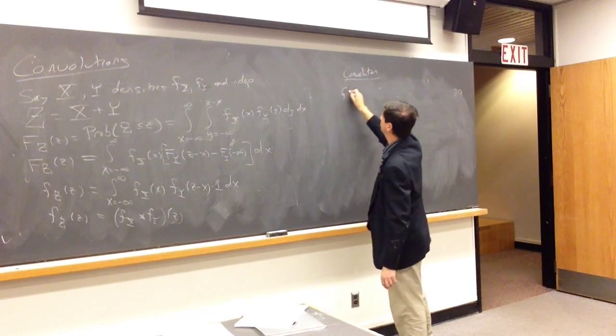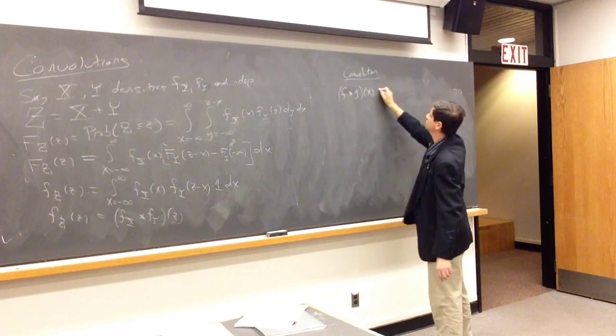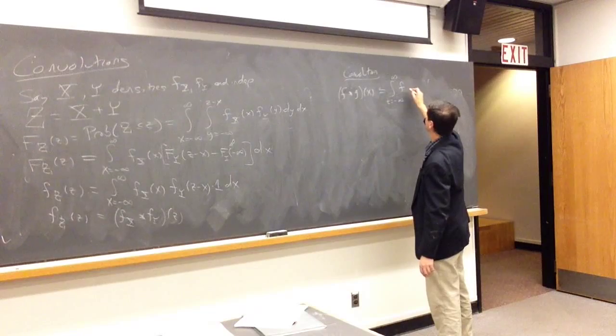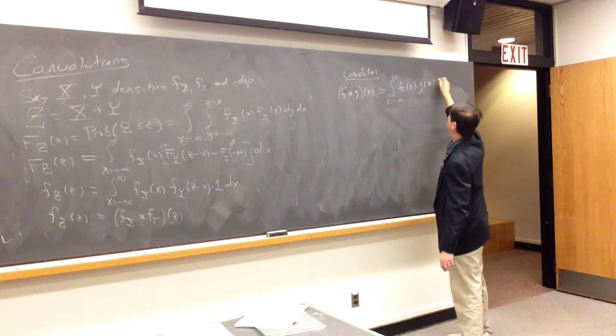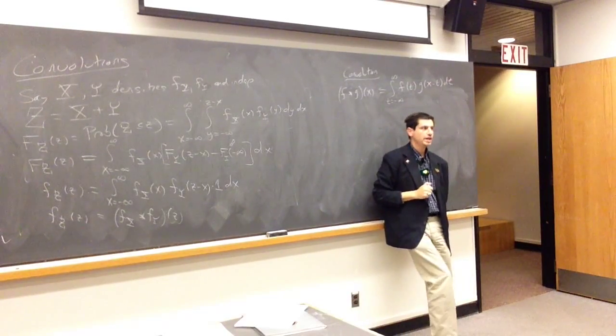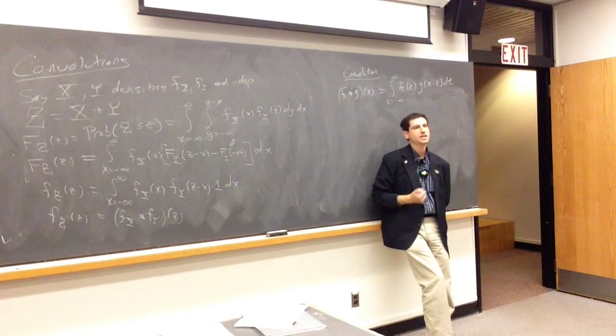So f convolved with g at x is going to be the integral, t goes from minus infinity to infinity, of f of t g of x minus t dt. In this class, we are only going to be doing this when f and g are densities. When f and g are densities, it's much easier to justify everything that's going on. A lot of what I'm going to show you is true in greater generality.